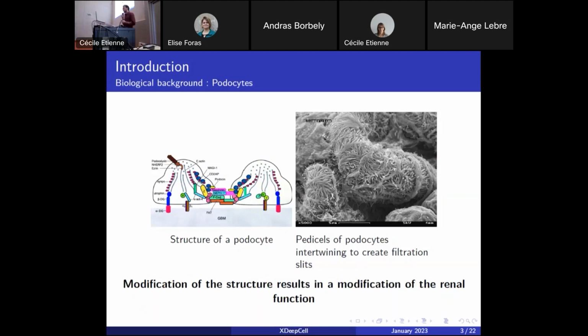On a biological standpoint, this is a representation of a podocyte. You can see that it has a very complicated structure, and this is what it actually looks like. And you see that there are those kind of tentacles, I could say, which are called pedicels, and by intertwining, they create filtration slits, and this is what provides renal filtration. And by looking at the shape of the cell, you can understand that if we modify the structure of the cell, the renal function will be affected.